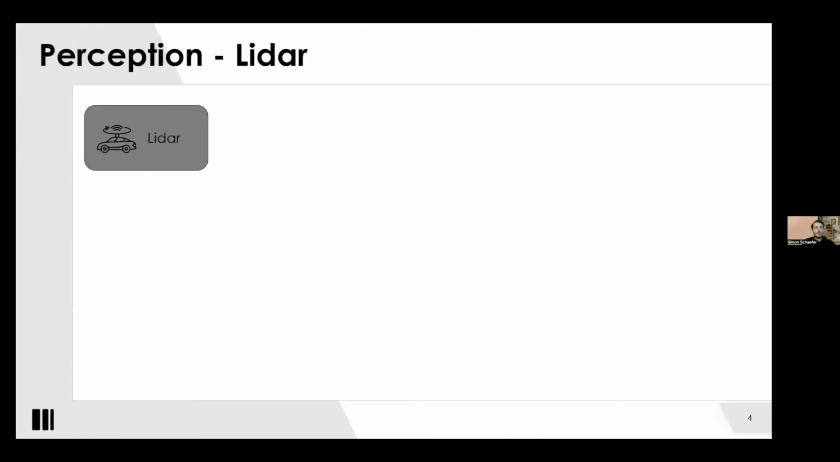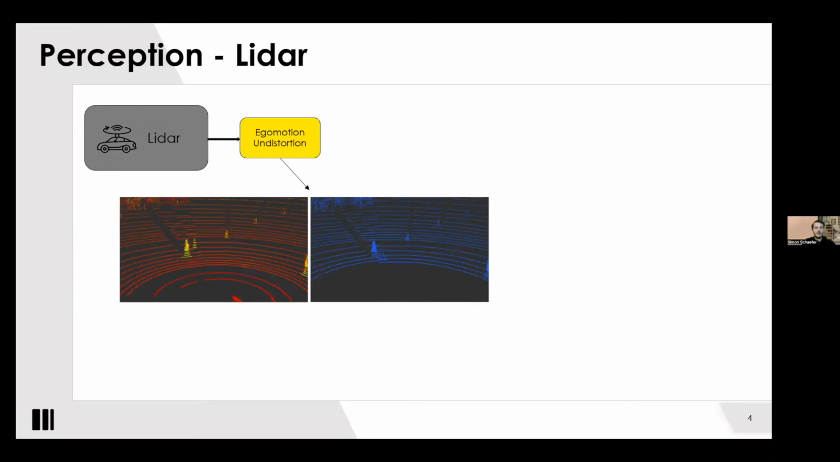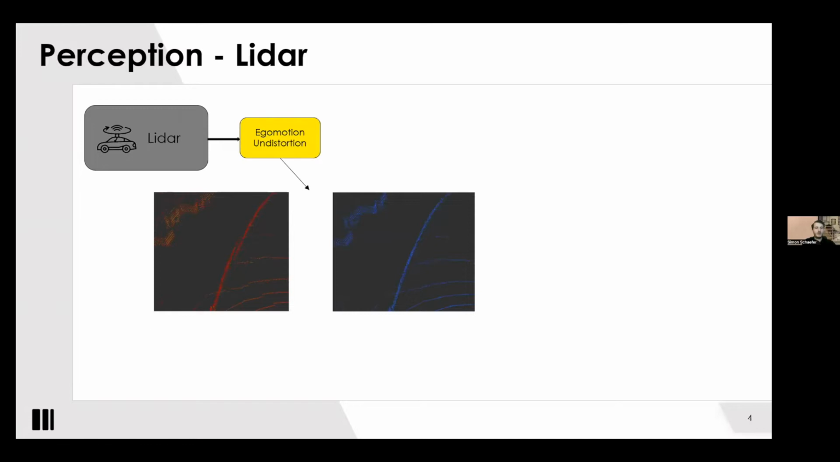Let's look at the perception pipeline quickly. First of all, we need some ego motion undistortion because the LiDAR rotates at a frequency of 10 hertz as we use it. If you don't do some correction, you would have effects such as here on the left-hand side, where continuous lines become separated. So some simple undistortion is needed.